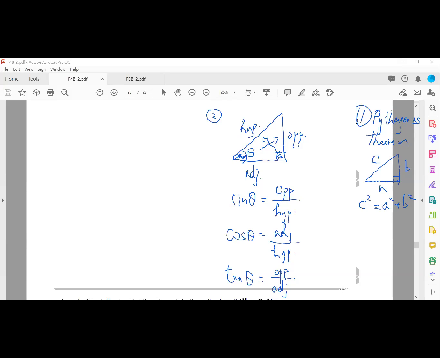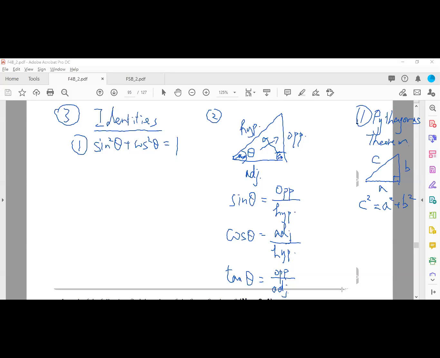The third thing we need to know is the identities. We have 5 identities that you need to remember. The first one is sine square theta plus cosine square theta is always equal to 1, no matter what theta is. For example, if you have sine square 30 degrees plus cosine square 30 degrees, then it will be added to be 1.